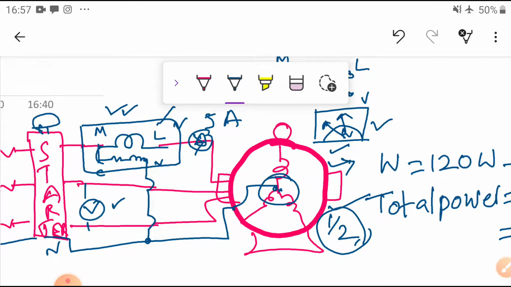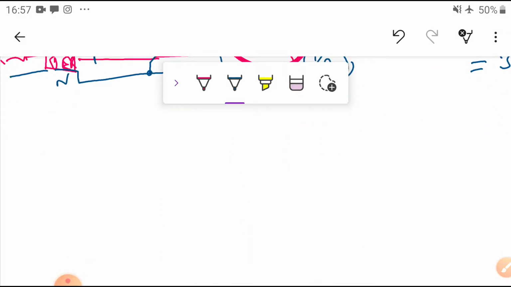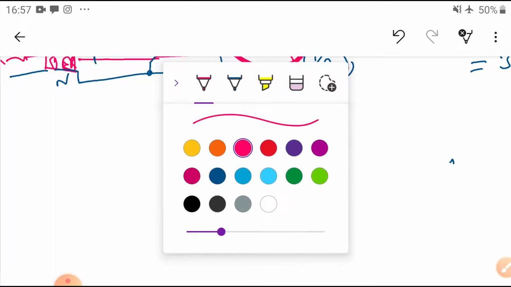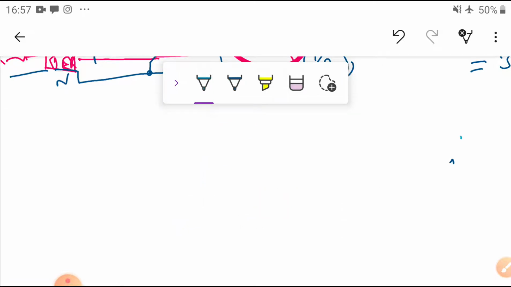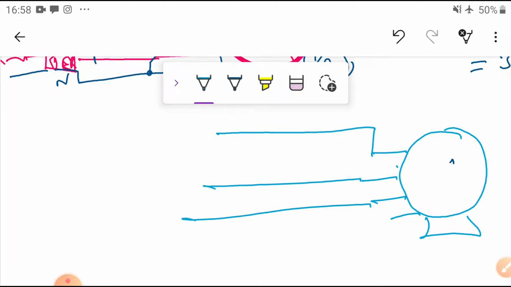Last class we have seen that. Similarly, how are we going to measure in the unbalanced condition with 3 wattmeters at a time? Take the same principle here. This is the same motor taking the phases. Now this is R phase, Y phase, B phase and neutral, for example connected in star connection.